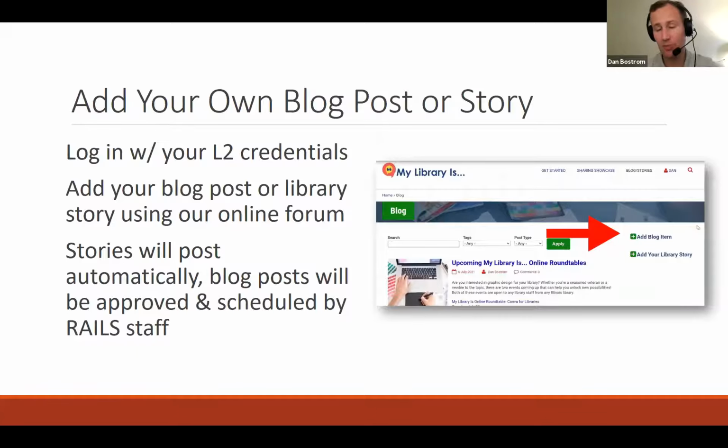We also invite you to be part of the My Library Is campaign, and this is something that's available to anybody, regardless of whether you are a Rails member or IHLS member. You all should be able to log in with your L2 credentials to the My Library Is website, mylibraryis.org. You can post a blog post on there or a library story. The big difference between stories and blog posts: stories will post automatically, so they'll show up right in that feed. Blog posts actually have to be approved and scheduled by Rails staff. So when you submit them, they'll go to a Rails staff member like myself, and I will schedule it to post. And usually we do that within 24 hours.